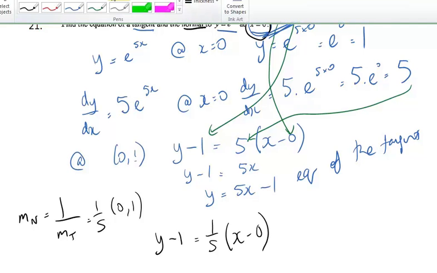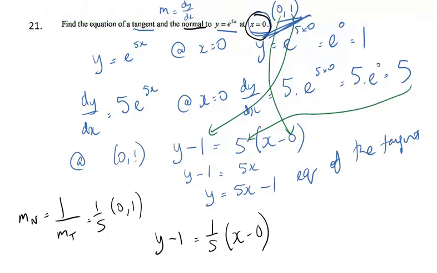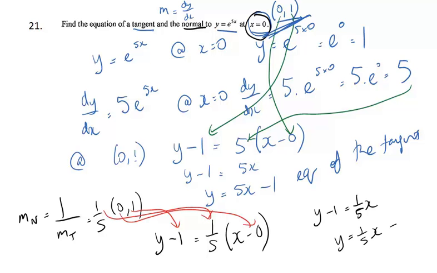So here we'll go red. Our 0 is from our x here, our 1 is from our y, and our 1 on 5 is our gradient here. So from this we're saying y minus 1 is equal to 1 on 5x, or y is equal to 1 on 5x plus 1. Sorry, that should be a plus 1 here, and this is our equation of the normal.